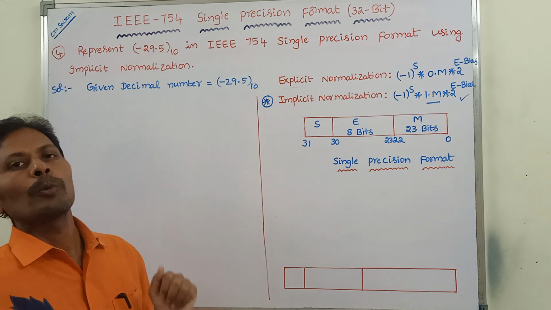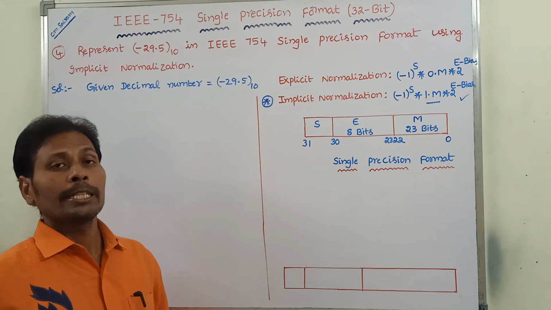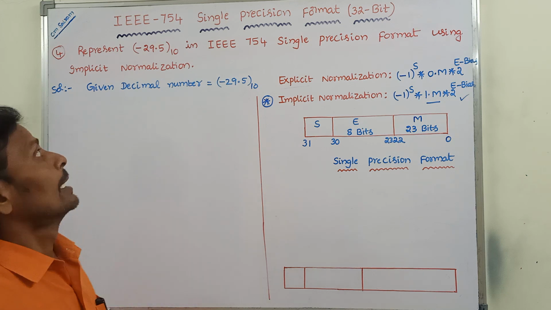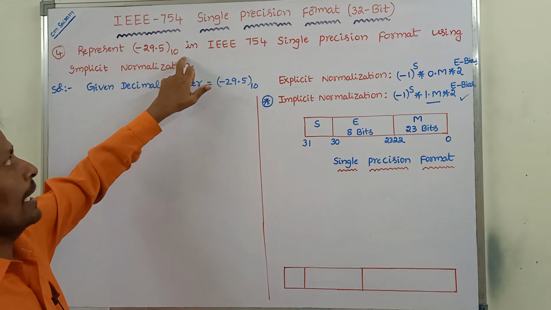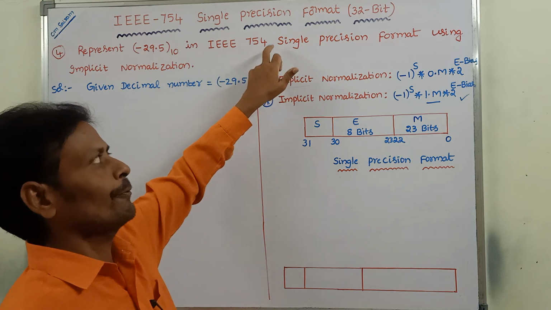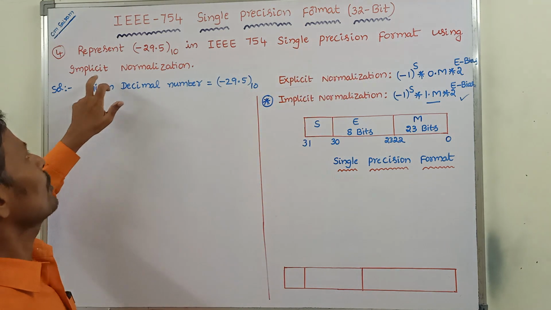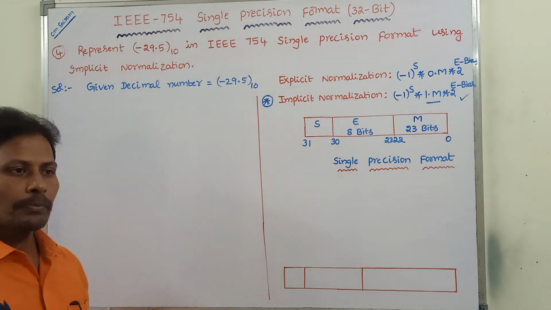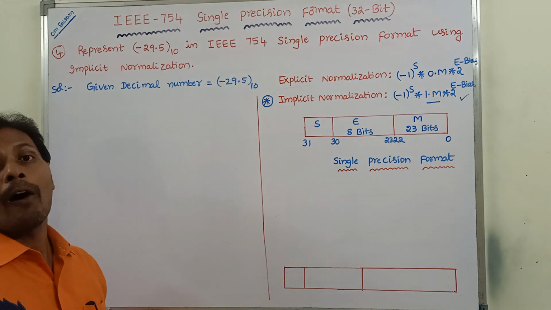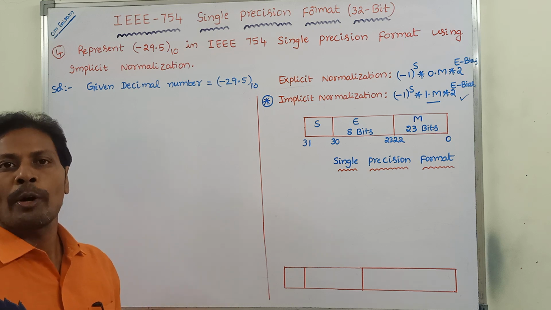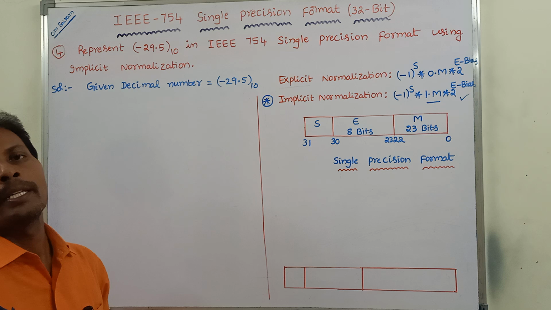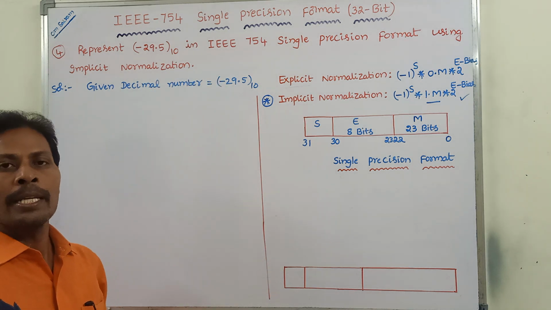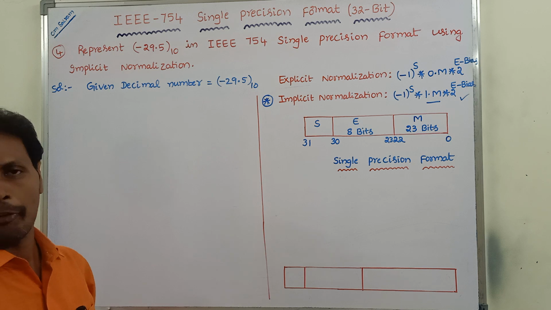Now, in this video, we have to discuss a different example problem, that is, represent minus 29.5 with base 10 in IEEE 754 single precision format using implicit normalization. The previous three problems were only on positive floating point numbers. Now this problem is a negative floating point number. How can a negative floating point number be represented in IEEE 754 single precision format?